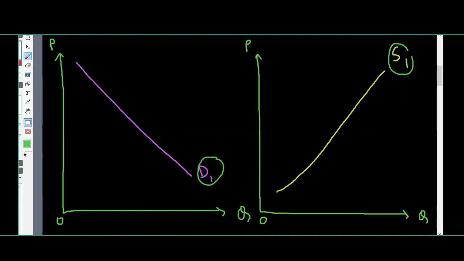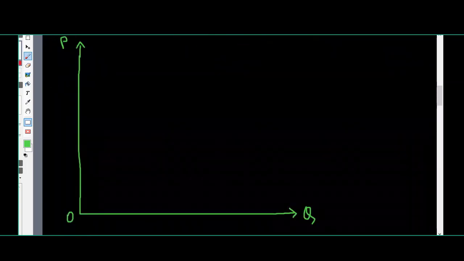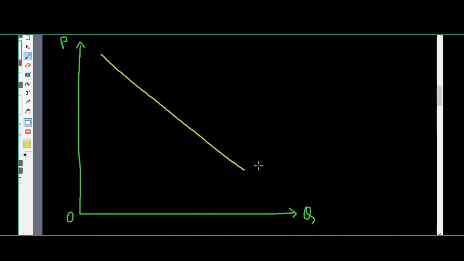Now, when we are interested in market equilibrium, it means we have to put both the demand side and the supply side together in the same diagram, because we have demand and supply both in one market. So we'll put both the demand curve and the supply curve in the same diagram. So let's do this. Think about this is the demand curve, D1. Consider that this is the supply curve, S1.